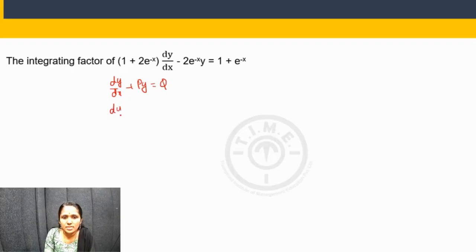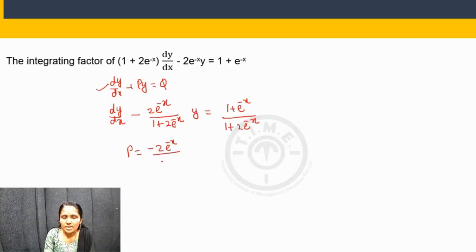So we will get the given equation as dy by dx minus 2 e raised to minus x divided by 1 plus 2 e raised to minus x y is equal to 1 plus e raised to minus x divided by 1 plus 2 e raised to minus x. Now this equation is of the form dy by dx plus Py is equal to Q, where P is equal to minus 2 e raised to minus x divided by 1 plus 2 e raised to minus x. We have to find the integrating factor.